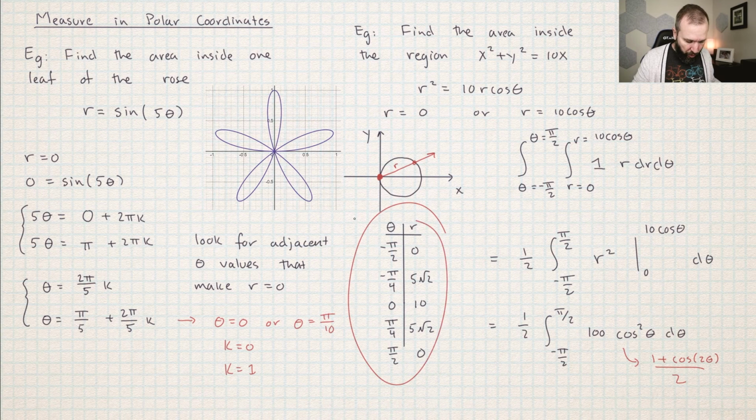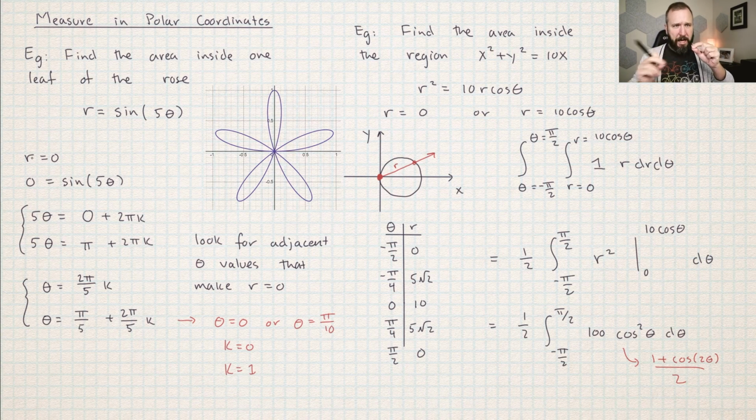Really, all you're doing throughout this process is trying to find one time where going around makes a complete version of the object you're looking for without any duplicates. You don't want to go around twice.